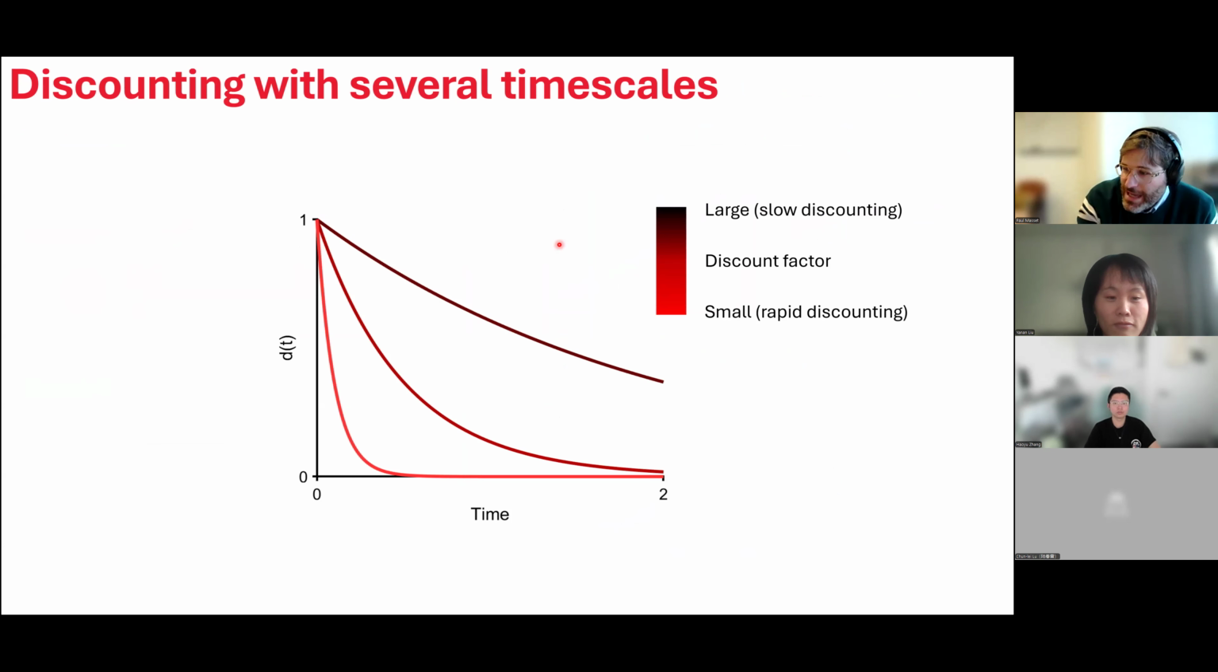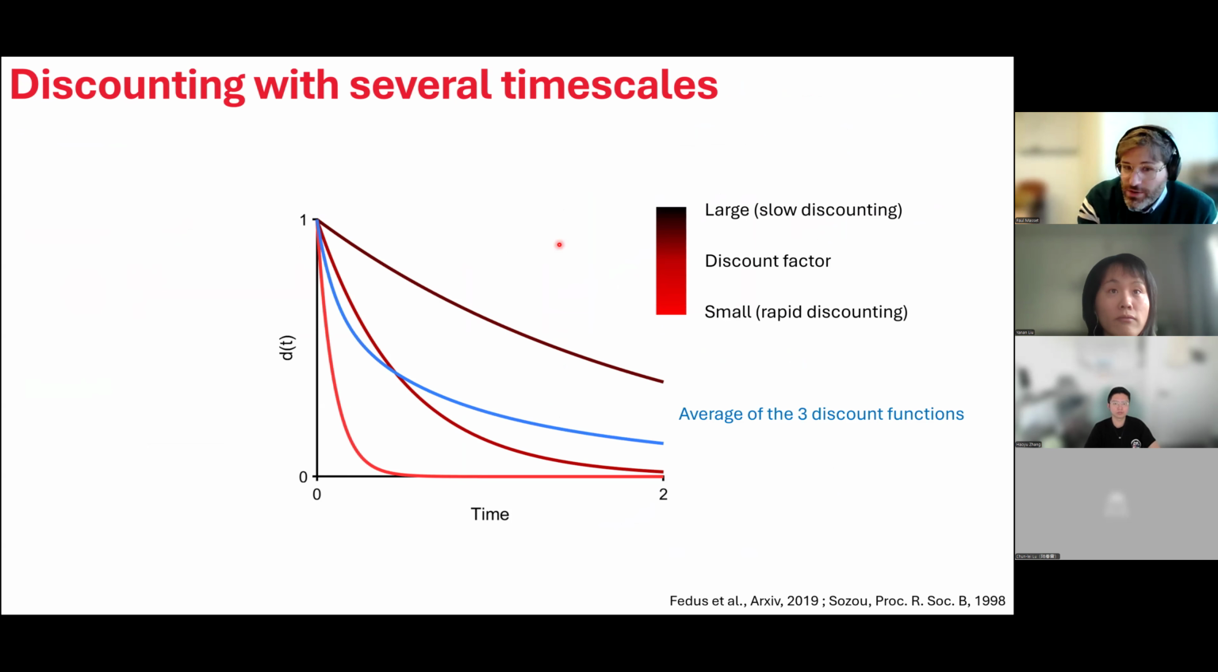But now if I take the average of these 3 functions, what I get is this other thing that is not an exponential anymore, but it has a bit the same properties as our hyperbolic discounting we just talked about. We have a steeper discount and then a shallower discount later on, right? So steeper discount at the beginning, shallower discount at the end.